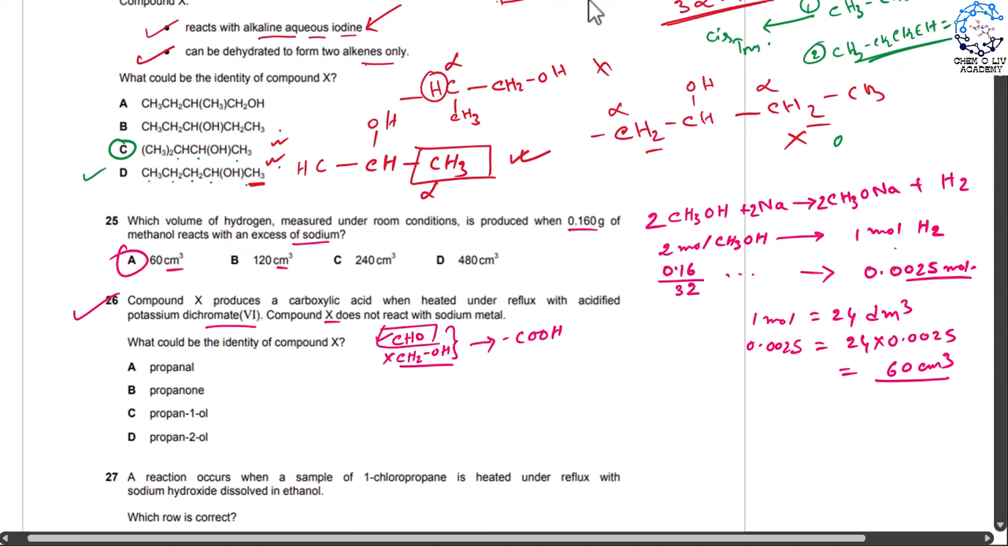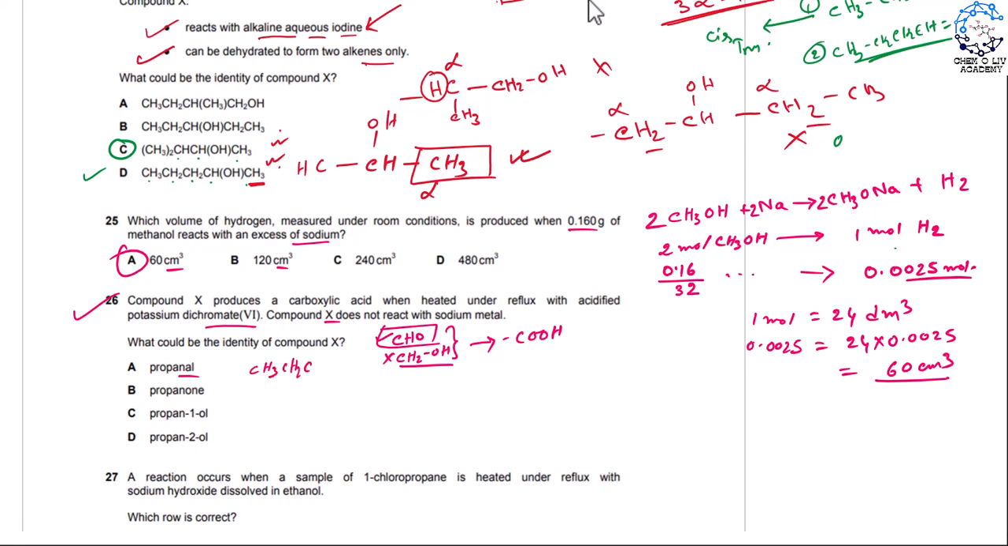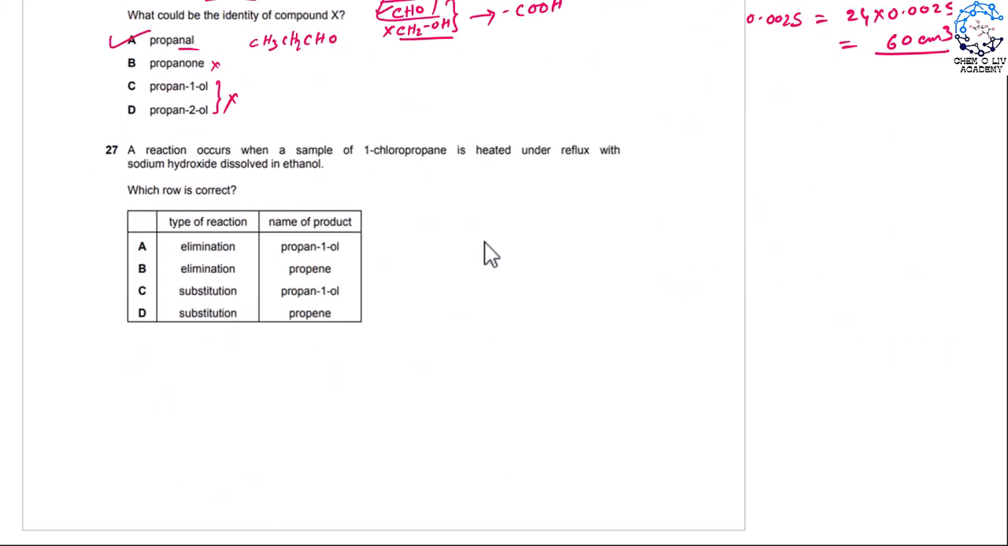Okay, then let's see the options. So in the first option we are getting propanal, which means CH3 CH2 CHO, propanal. So this option could be my correct option. Let's see the other options also. So propanone, it's a ketone. A ketone is not easily oxidized to form a carboxylic acid. The last two options are alcohols, so they got cancelled out. So only option A is my correct option. Let's see the next question.